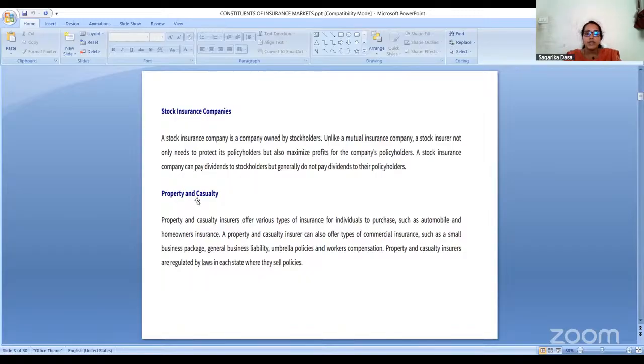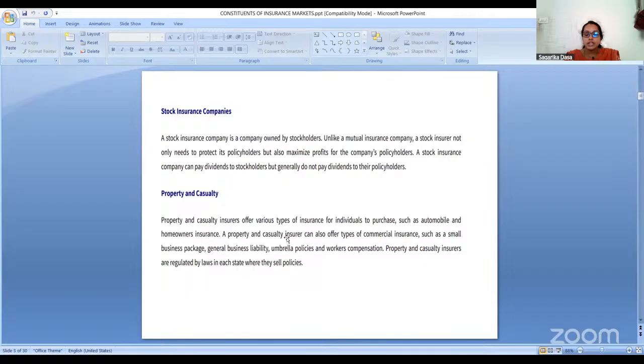Then you have the property and casualty sector. Property and casualty insurers offer various types of insurance for individuals to purchase, such as automobile and homeowners insurance. We can see this type of insurance, like vehicle insurance if you are purchasing a vehicle, or mobile insurance if you are purchasing a mobile phone. Recently we got mobile insurance. All that comes under your property and casualty insurance.